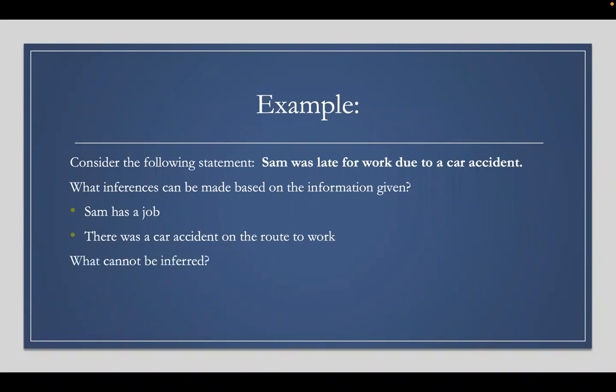Now, what cannot be inferred? Well, that Sam was in the accident. We don't know that. We also don't know Sam's age. This goes back to the whole job thing. Could be an internship, right? An internship is still work, but it's not necessarily paid. So we don't know how old Sam is. We don't know what the job is. We don't know if Sam was in the accident. There's a lot of different things that we don't know.